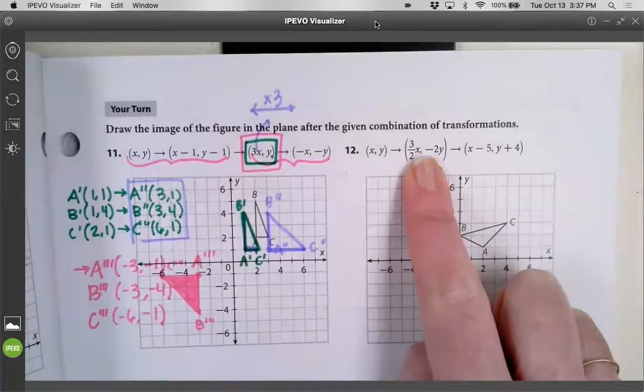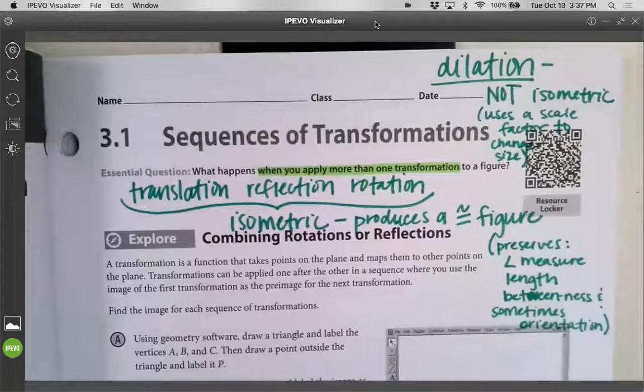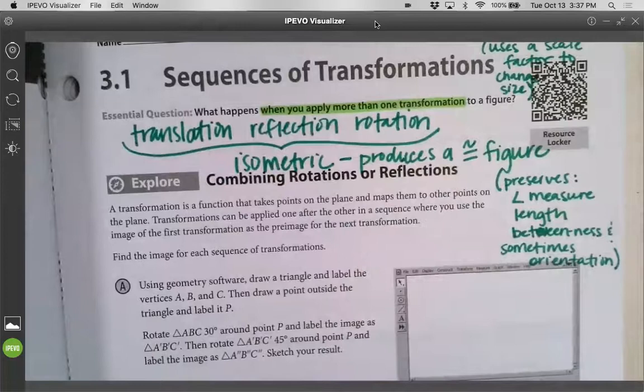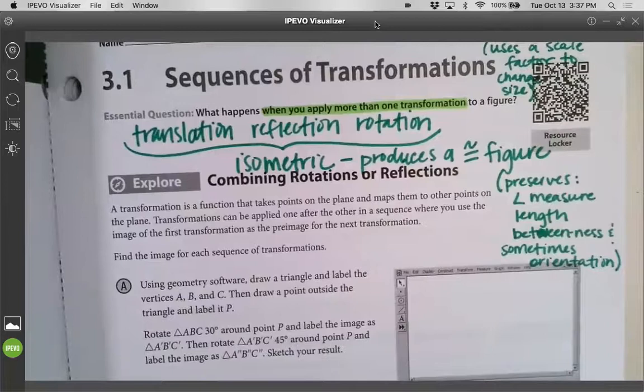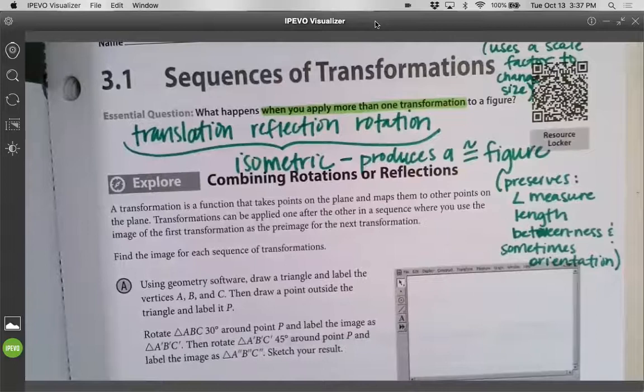You have some assignments in IXL that deal with sequences of transformations. I would strongly encourage you to use your notes, not necessarily even from 3.1, but from previous sections where we covered transformations one by one. Those notes would prove to be pretty helpful. And as always, if you have questions, please email.